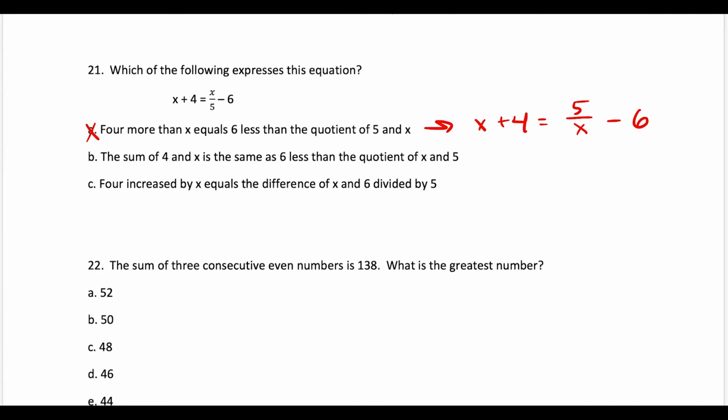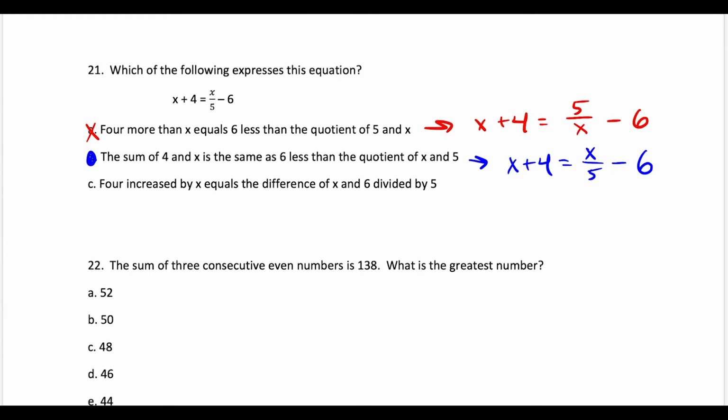But if we look at the next one here, we have the sum of 4 and x. And with addition, the order doesn't matter. So I could say 4 plus x, or I could say x plus 4, equals, and this is the same as, so is the same as is telling us, equals 6 less than. So 6 less than the quotient of x and 5. Well, 6 less than something means you're subtracting 6 at the end. Then what we have is the quotient of x and 5 is x over 5, because notice the x was written first. So this one here is looking like choice B.